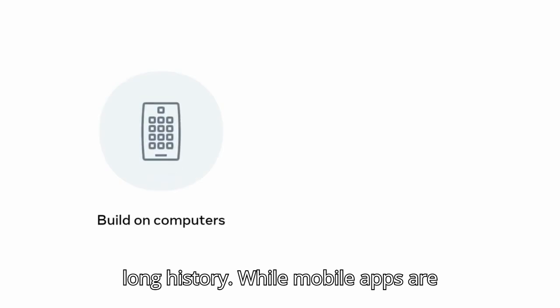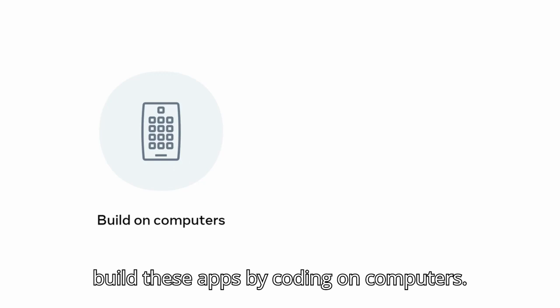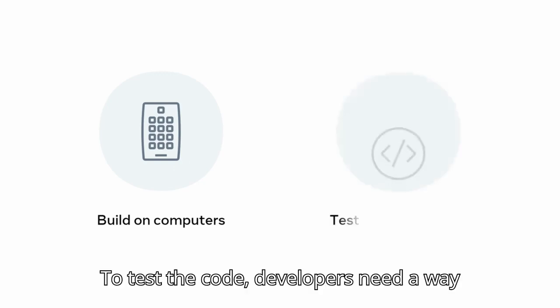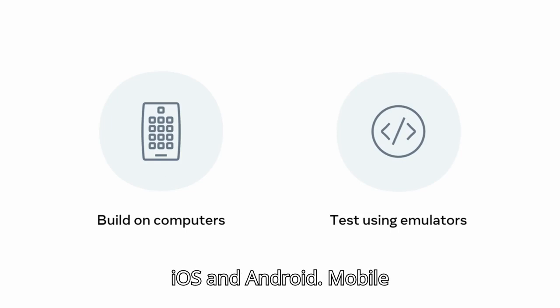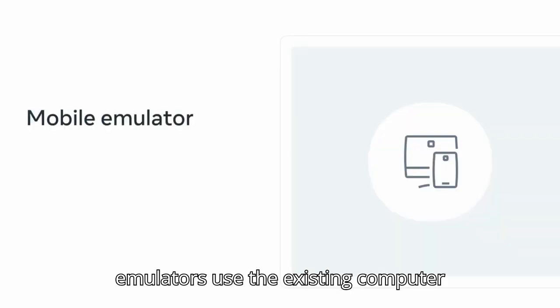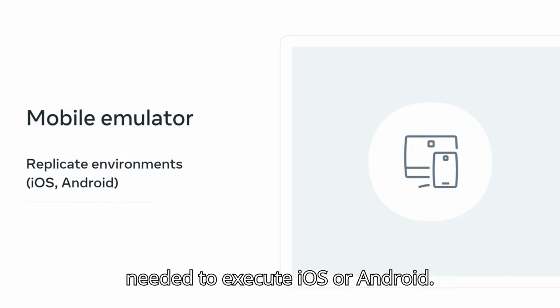While mobile apps are consumed on mobile devices, developers build these apps by coding on computers. To test the code, developers need a way to emulate mobile operating systems like iOS and Android. Mobile emulators use the existing computer hardware to replicate the environment needed to execute iOS or Android.